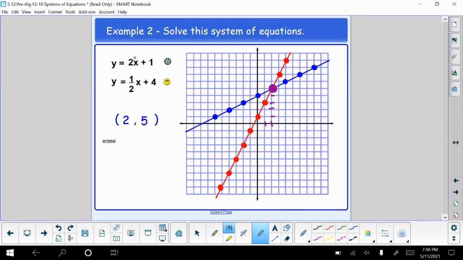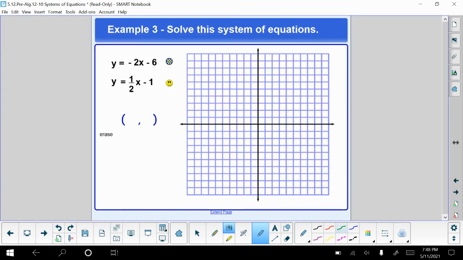And as we did before, let's just do a little check. Let's go ahead and substitute in 2. 2 times 2 is 4, plus 1 is 5. That's a true statement. How about this one? Half of 2 is 1. 1 plus 4 is 5. Yep, we can check it. You can turn in a quiz or a test knowing that you have the correct answer.